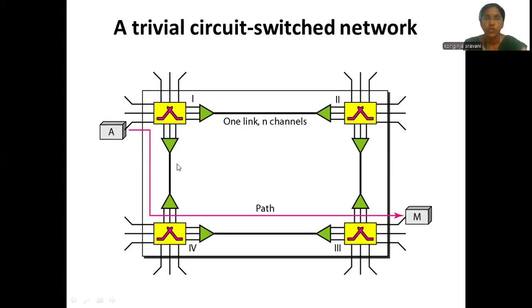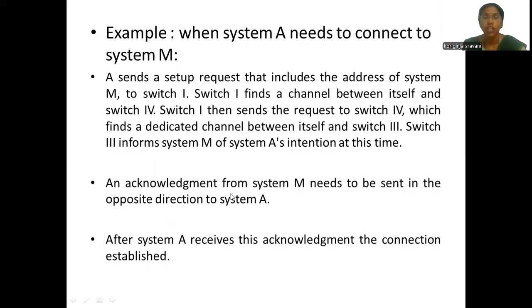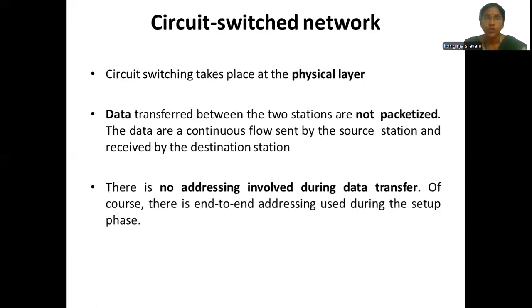So just now I explained, first it finds the channel to reach the 4, then after it reaches the 3, an acknowledgement from system M needs to be sent in the opposite direction to system A. Once the path has been established, it has to send an acknowledgement to the source computer, that is A. Only then will A start sending the data after getting an acknowledgement from system M. So this takes place in the physical layer.